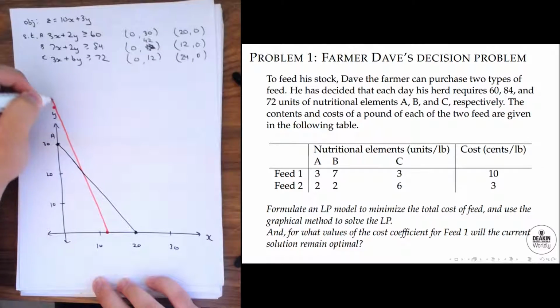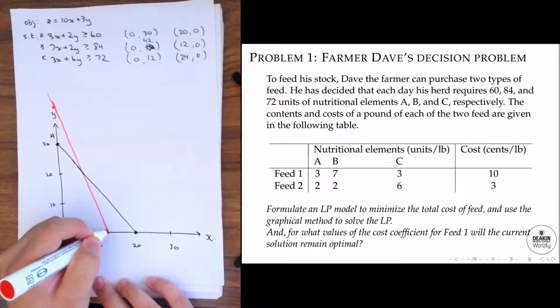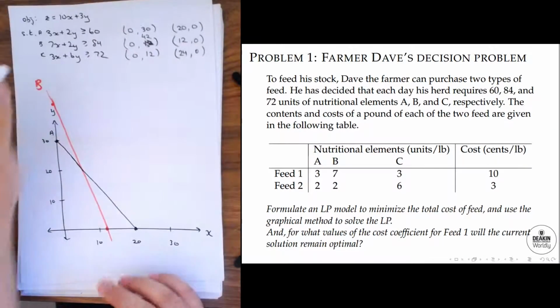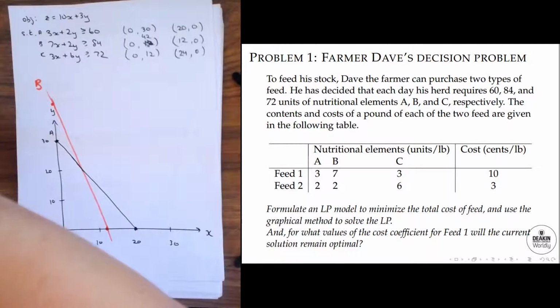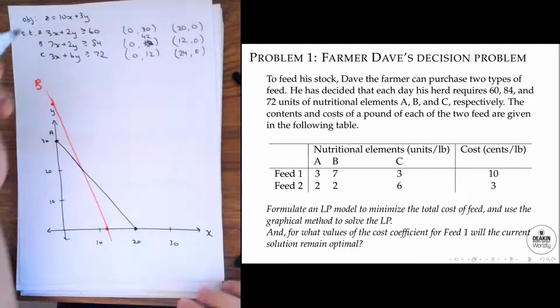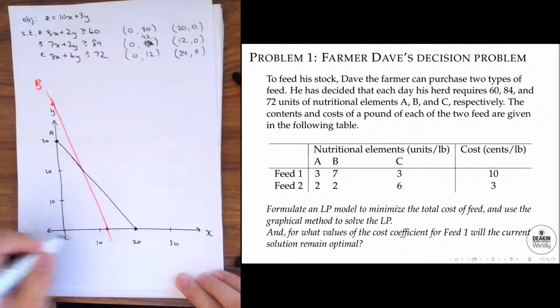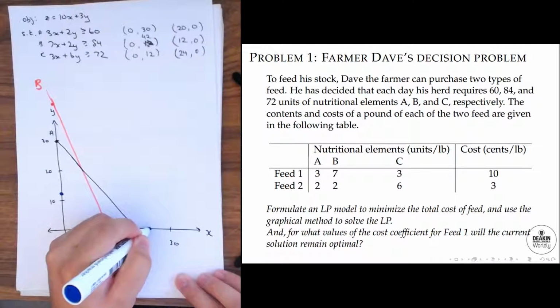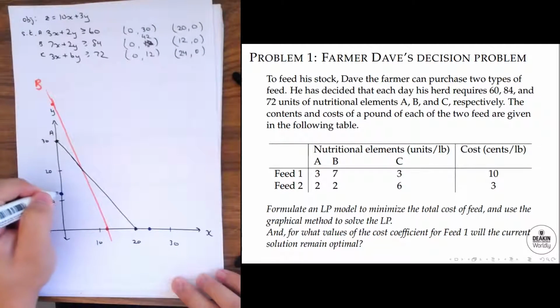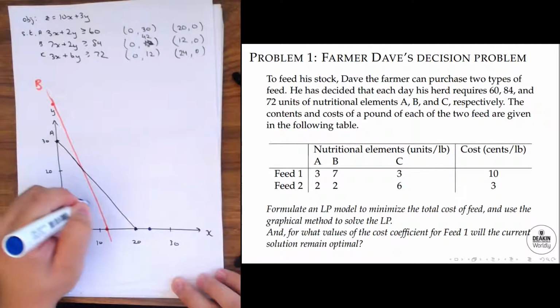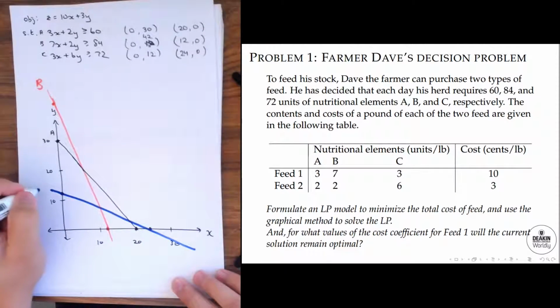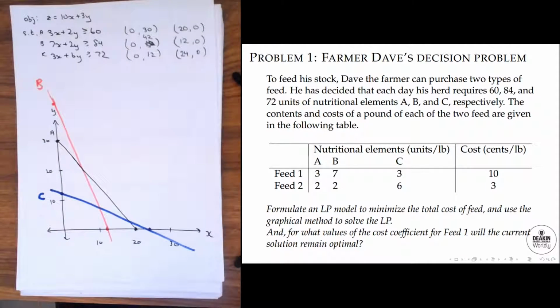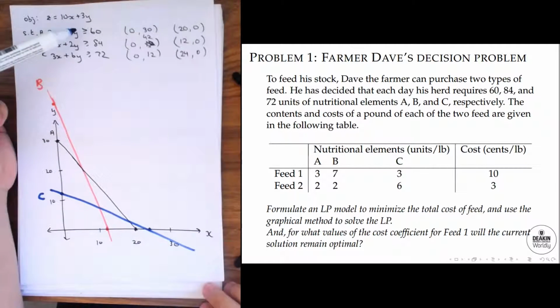So again, with my marvelous freehand skills, I'm going to draw our constraint B, and then lucky last but not least, we've got constraint C, which is 0, 12, which is about here, and then 24, 0, which is about here. So we just freehand draw this line, and then we have C.